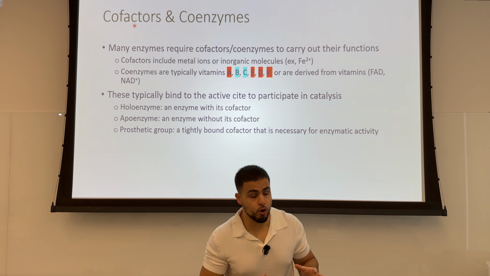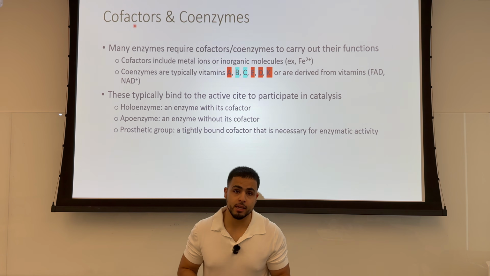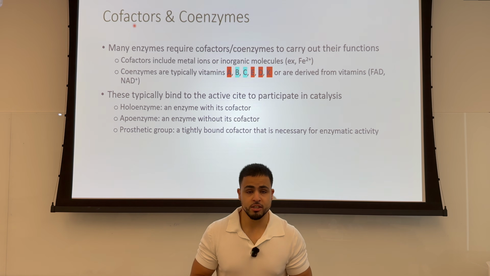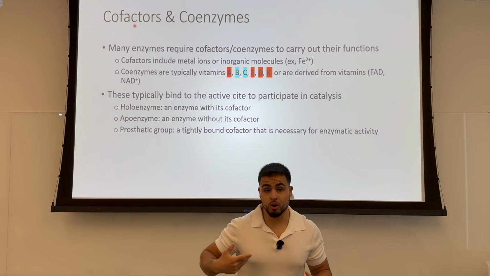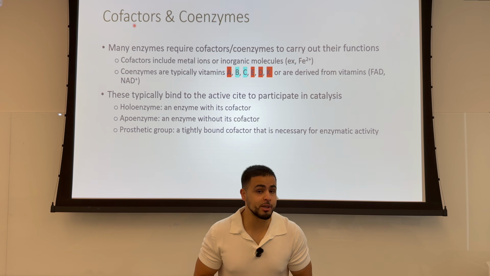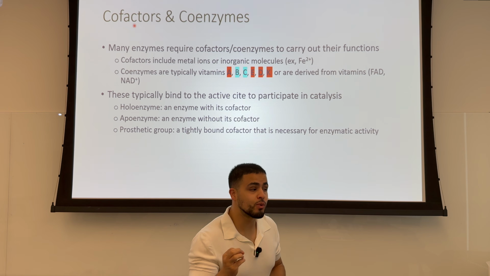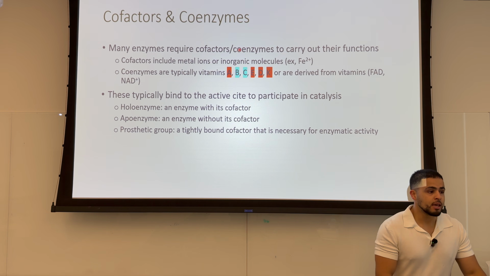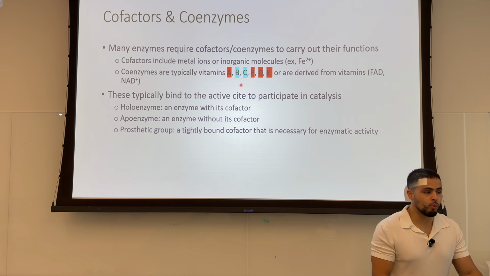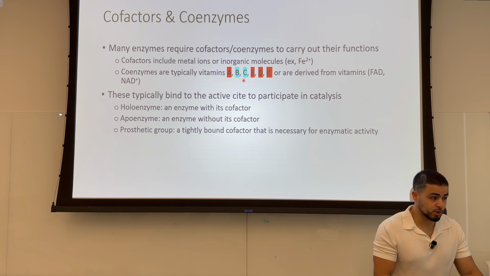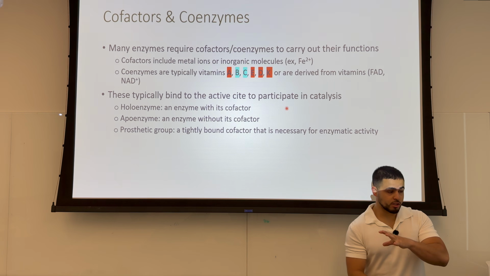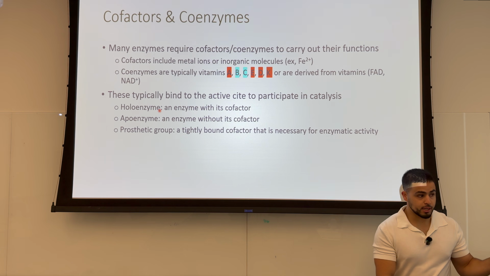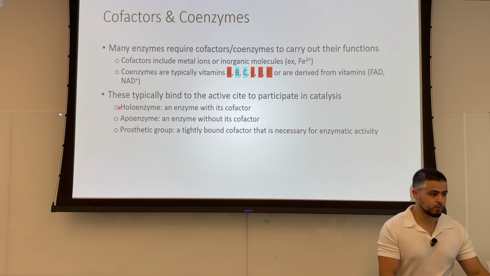All right, cofactors and coenzymes. Many enzymes require cofactors, which are inorganic molecules or metal ions, such as iron and copper, or coenzymes, which are organic molecules, typically vitamins or derived from vitamins. So as you can see right here, I have vitamin A, E, D, and K in red. These are fat-soluble vitamins, and then B and C are water-soluble vitamins, and that's why I have them in blue. Now, the derivatives of vitamins such as FAD and NAD+ can also function as coenzymes.